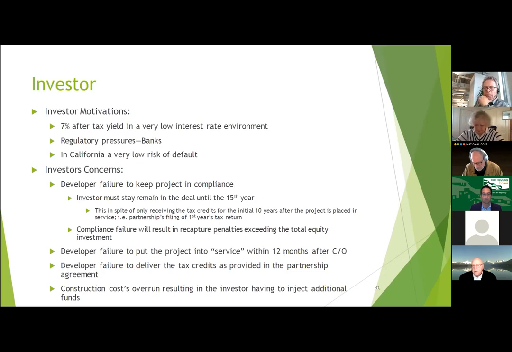In California, you have a very low risk of default. I've seen numbers as low as 10 basis points for affordable housing projects in California. Because we're so underbuilt and there's so much demand, as I tell people, I don't have market risk when I put a project on the street. It's going to be leased up in 30 days at the most.